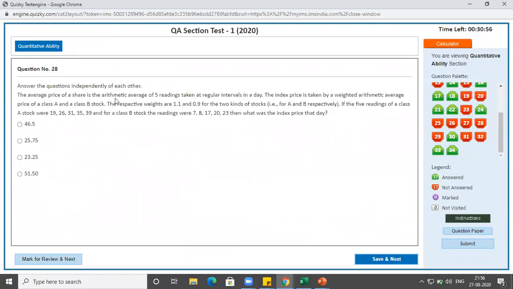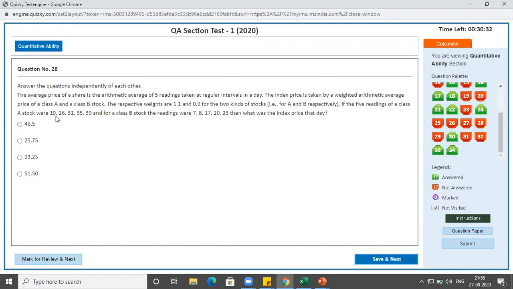The average price of a share is the arithmetic average of 5 readings taken at regular intervals in a day. The index price is taken by a weighted arithmetic average price of a class A and class B stock. The respective weights are 1.1 and 0.9 for A and B respectively. So I have to take the arithmetic mean of both, and then multiply with the respective weights.